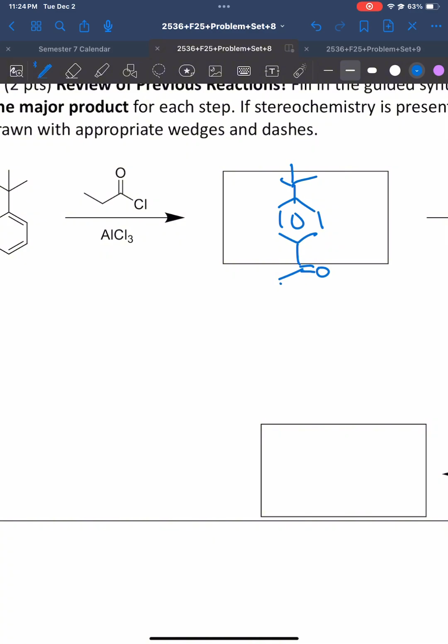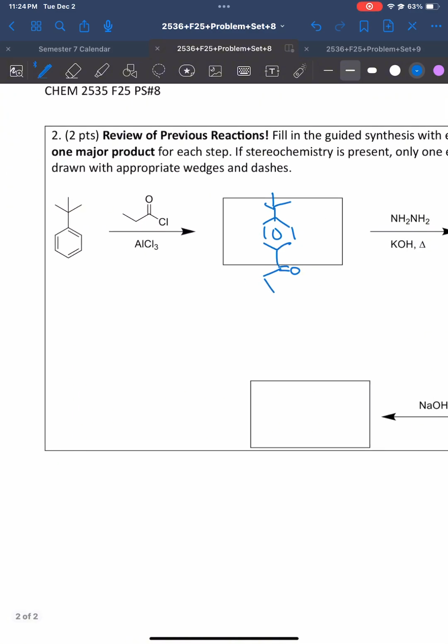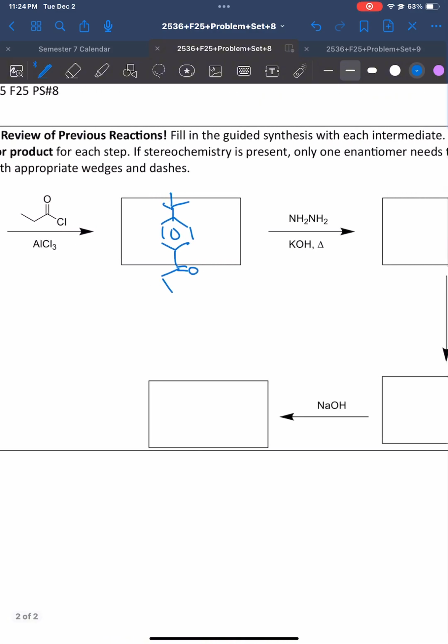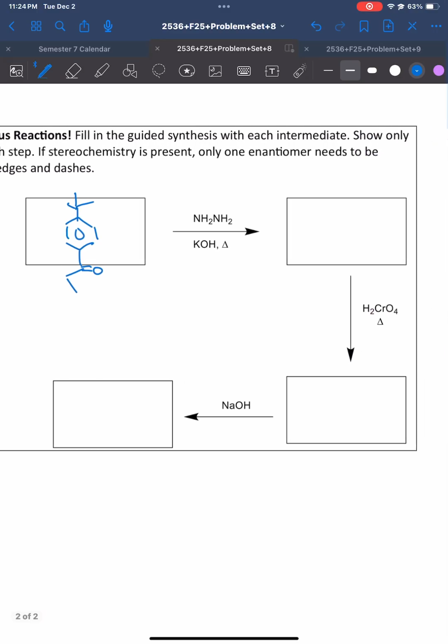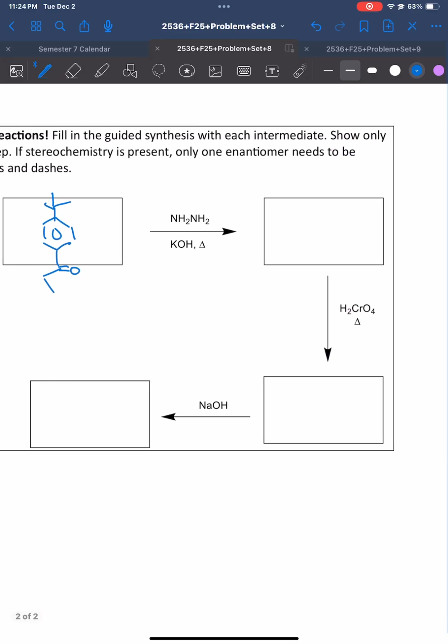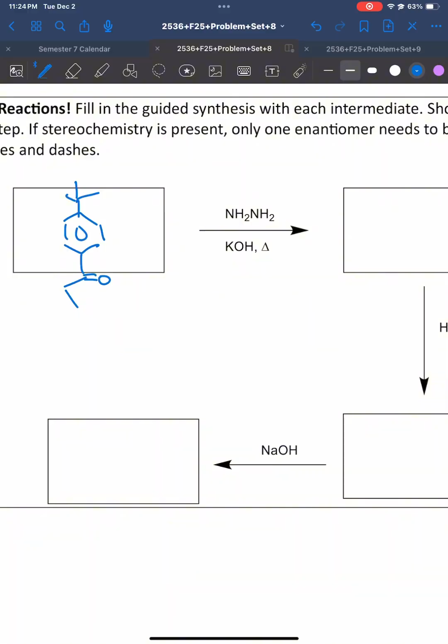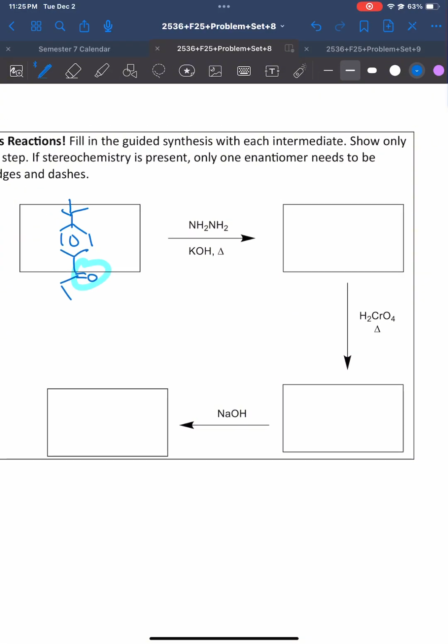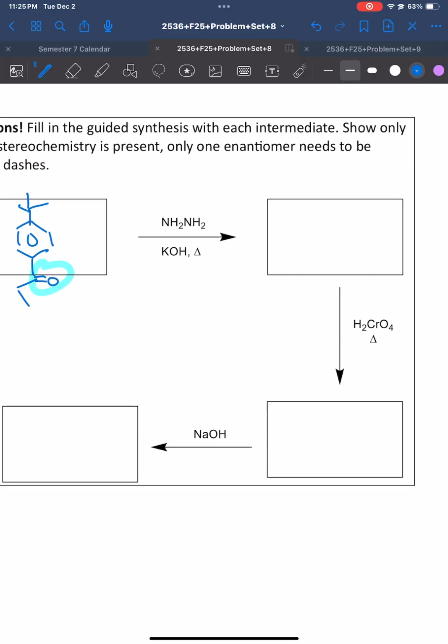All right, so we have this group here. Next, we're going to be treating it with NH2NH2, KOH plus a little bit of heat. What this is going to do is this is going to just reduce this carbonyl group here and kind of just get rid of it. So this is going to turn into a straight carbon chain, right?